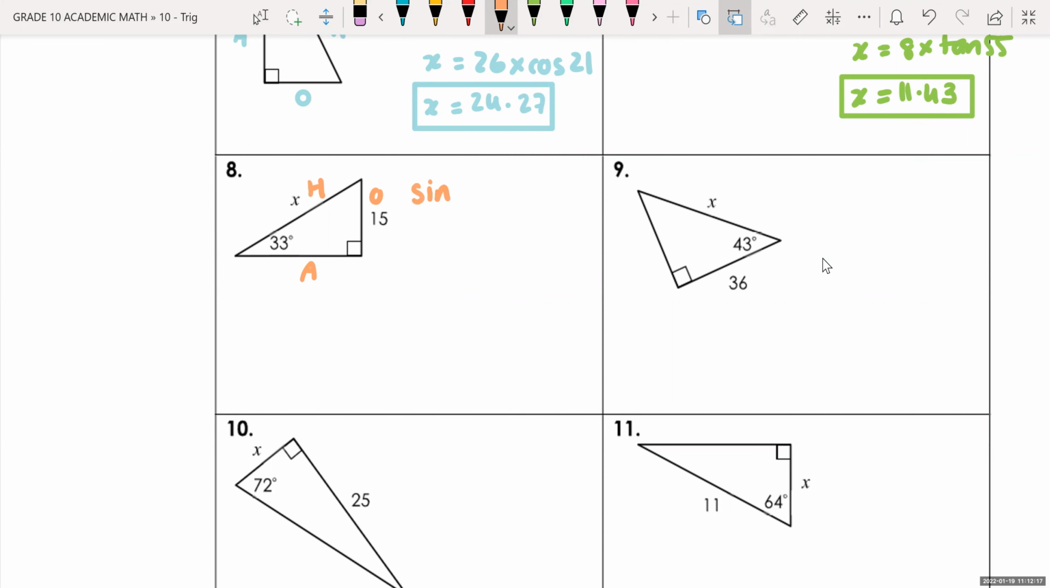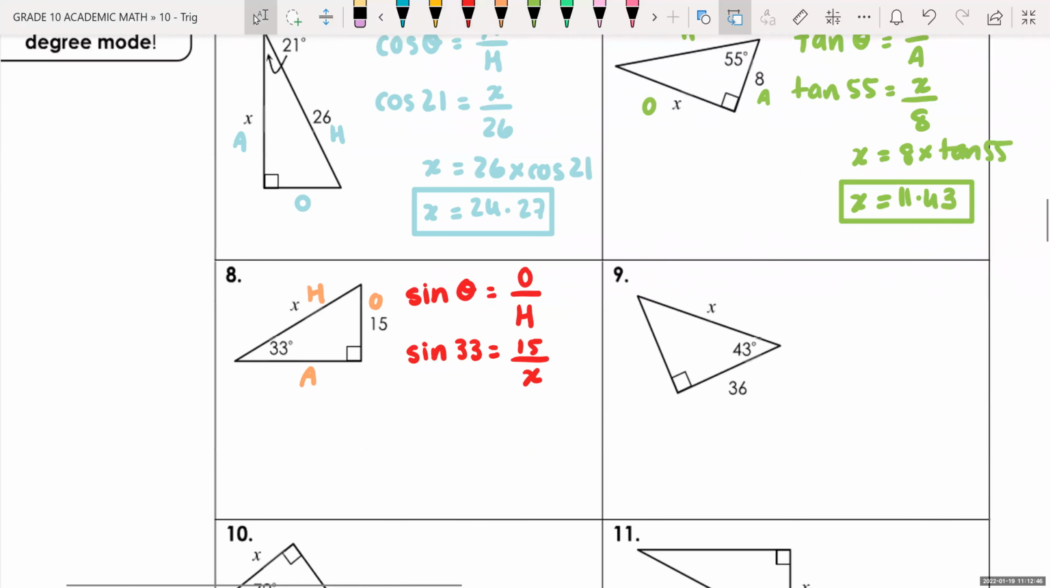We're going to write sine theta is equal to, I feel also this might be a little harder to read, so I'm going to use this. Sine theta is equal to opposite over hypotenuse. We know what theta is already. It's going to be 33 degrees. We know what opposite is. It's 15. And we know what the hypotenuse is. It's x. Why is this question a little bit different than the other ones?